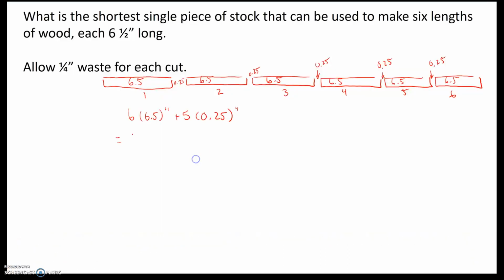This gives us an outcome of 39 plus 1.25 inches, which adds together to give 40.25 inches. We don't talk about wood lengths in inches, and so we need to convert this to feet. We know 1 foot is equal to 12 inches. Dividing 40.25 by 12 gives us a length of 3.354 feet as our shortest length.